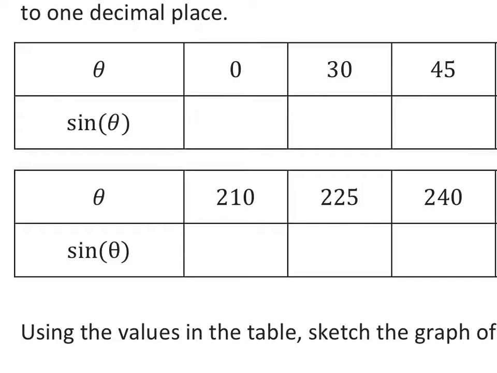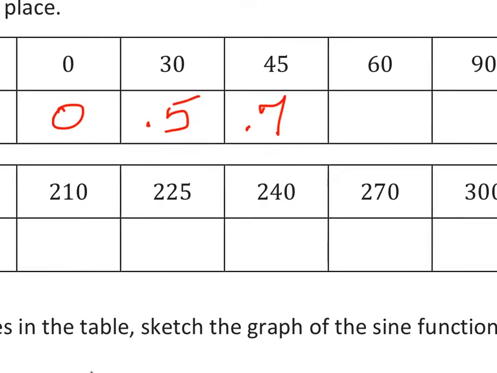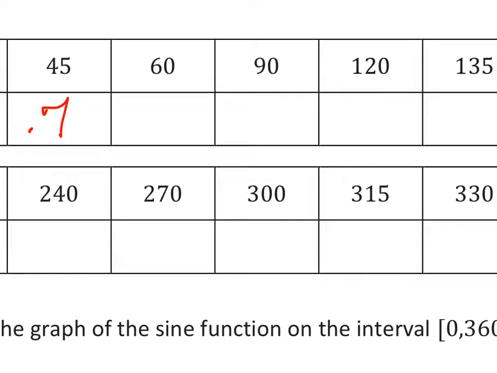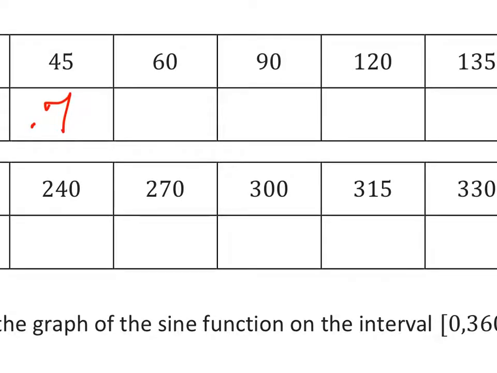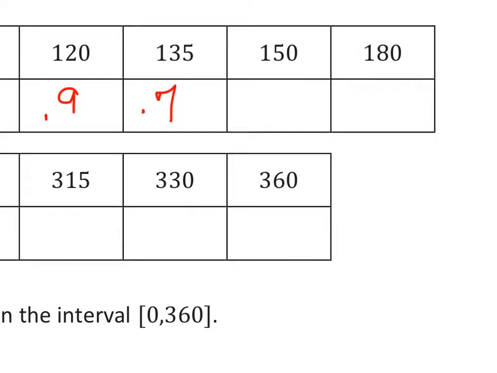So if you type in sine of 0, you know it's going to come back to be 0. Sine 30 is 0.5 and sine 45 is 0.7. Just a matter of filling in this table. Sine 60 is 0.9. Sine of 90 is 1. Sine of 120 is 0.9, and sine of 135 is 0.7.